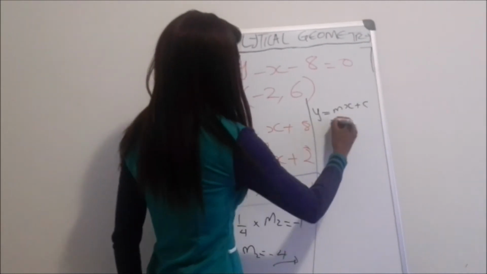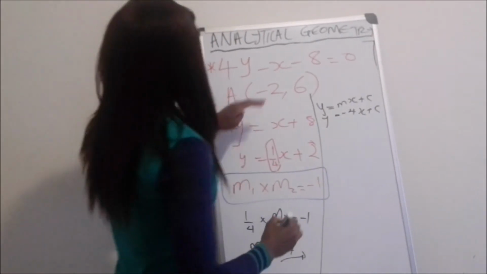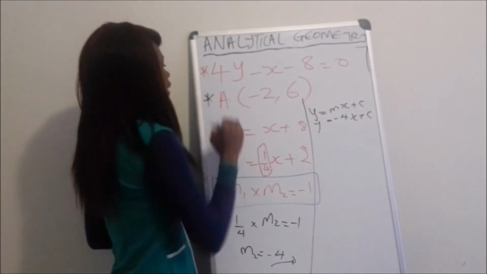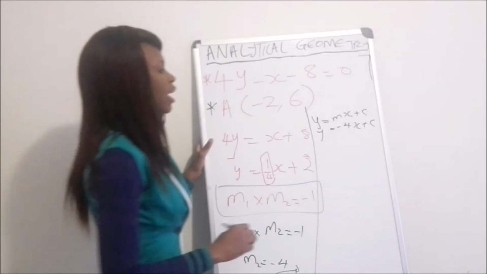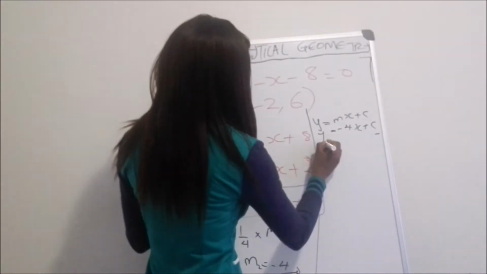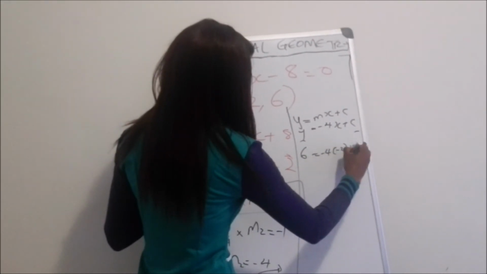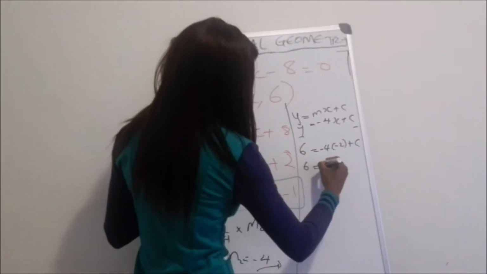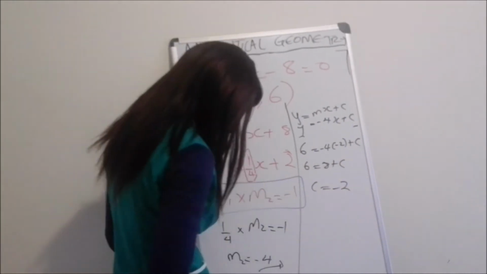We have our m now, which is -4, so -4x + c, and our y. We have another point on the graph, which is A (-2, 6). We can take this to find our value of c. From here we have 6 = -4 × (-2) + c, so it will be 6 = 8 + c. Our c will be equal to -2.